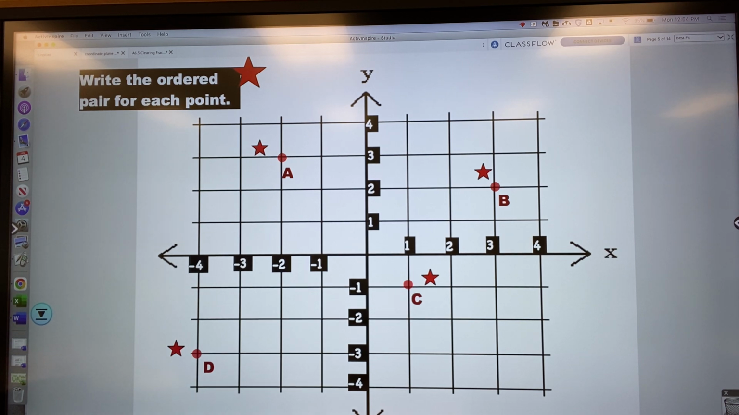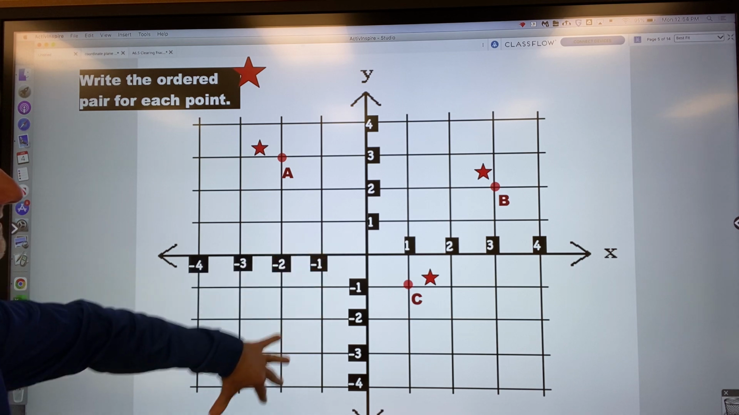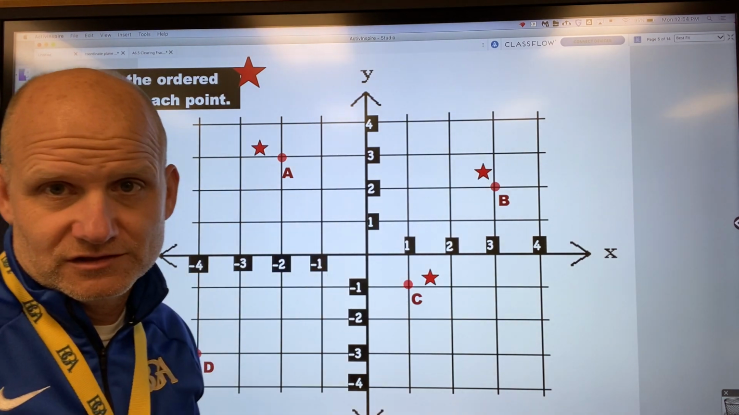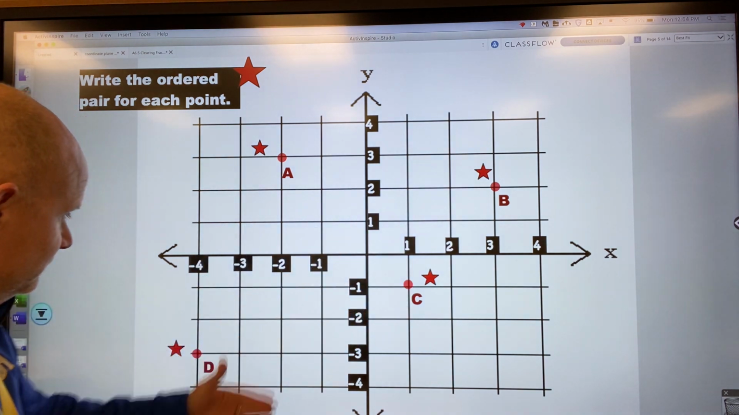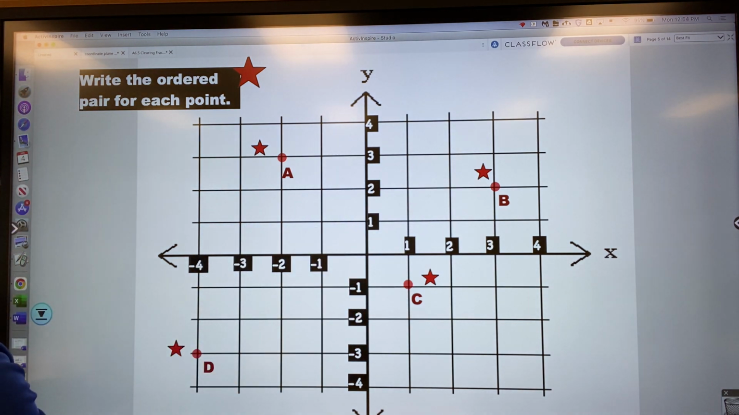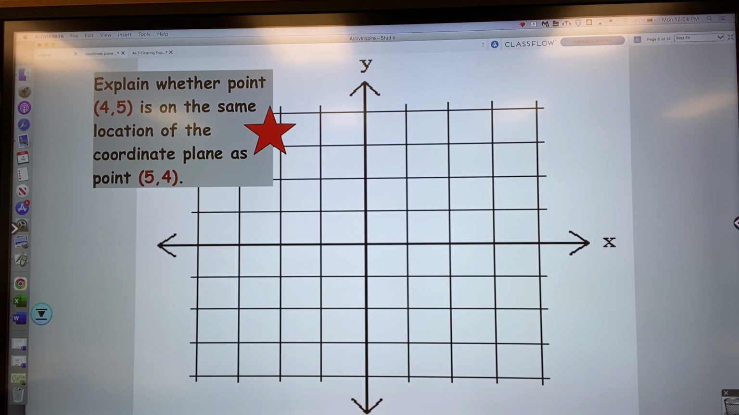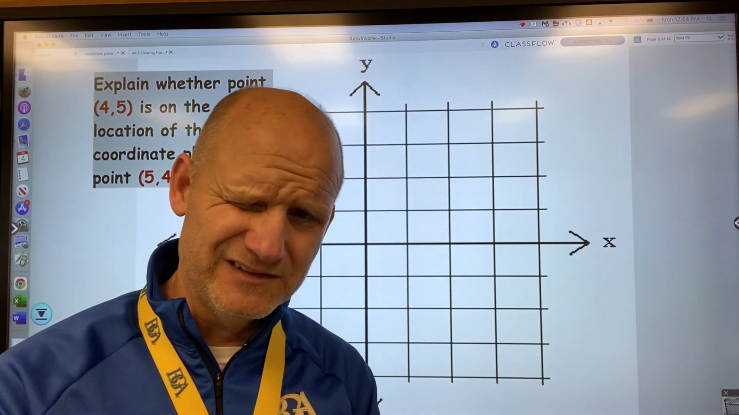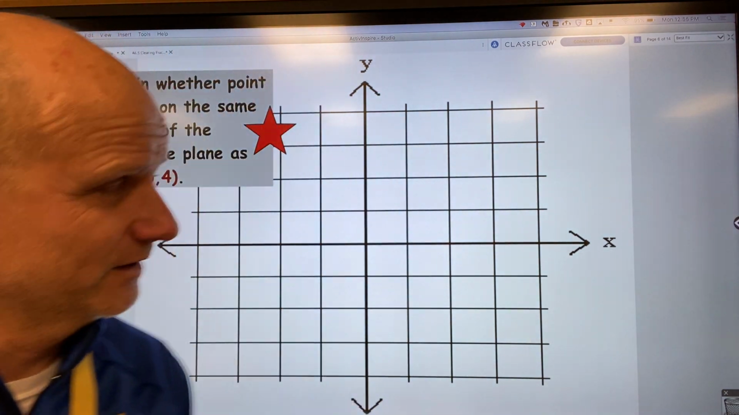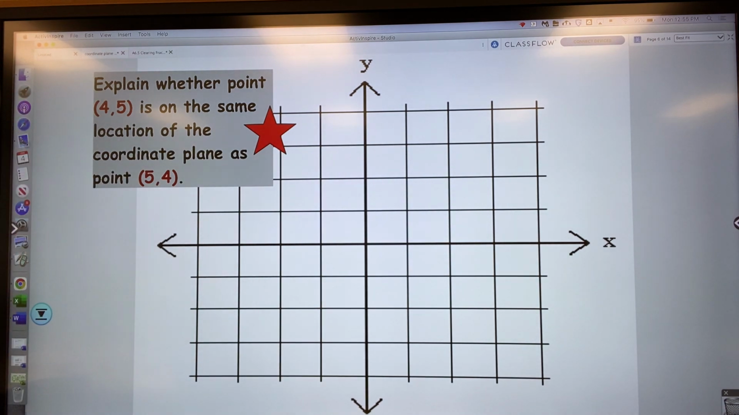So all I want you to do is just press pause and list A, B, and C and give the ordered pair for each. So what would A be as the ordered pair? What would B, what would C and what would D equal? And then we'll go over it tomorrow. And then here, just write in 1 or 2 sentences, explain whether (4, 5) is in the same location of the coordinate plane as (5, 4). Is it? And if not, why not? If it is, why? Okay? So 1 or 2 sentences on that.